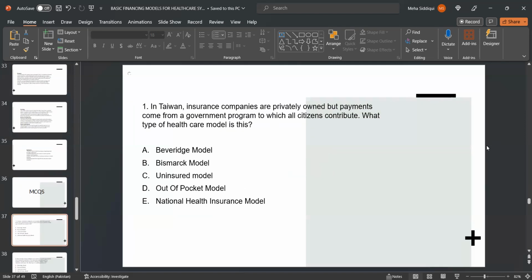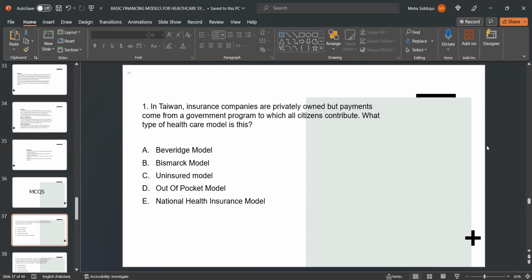Now coming to MCQs. MCQ number 1. In Taiwan, insurance companies are privately owned, but payments come from a government fund to which all citizens contribute. What type of healthcare model is this? Beveridge model, Bismarck model, uninsured model, out-of-pocket model, national health insurance model?